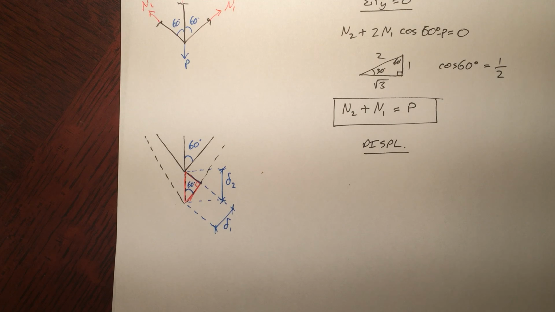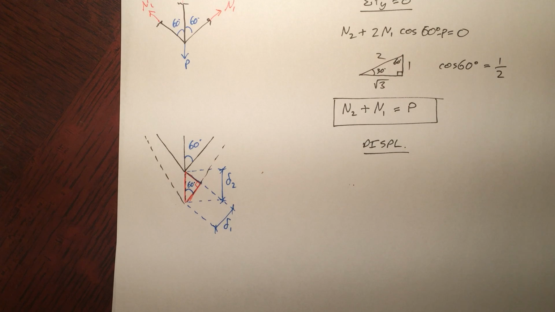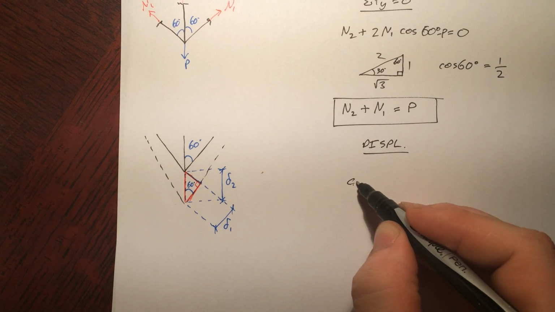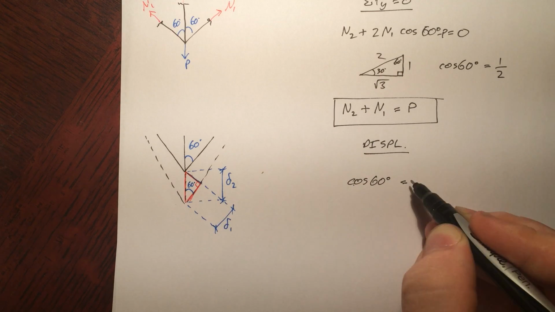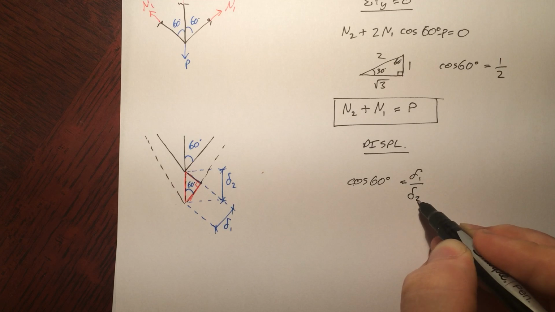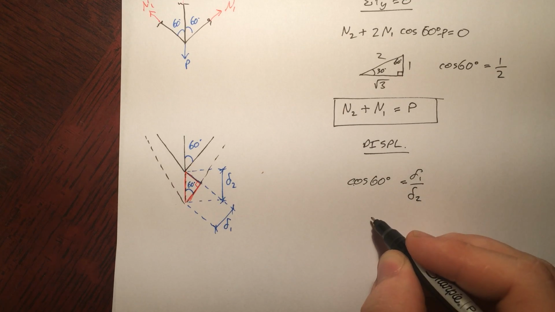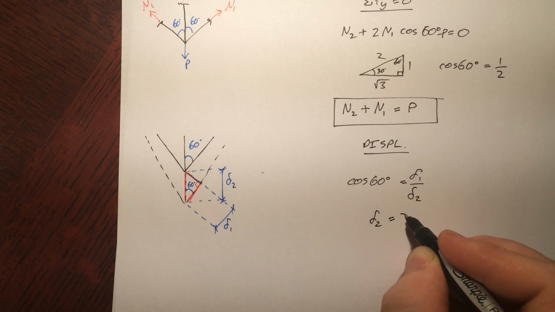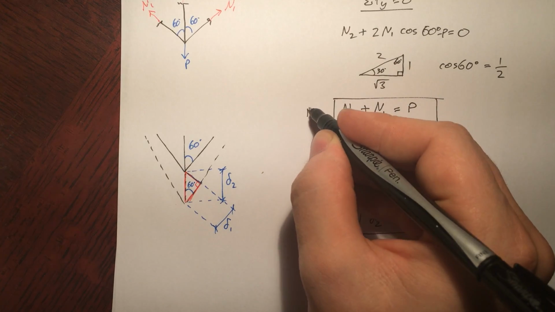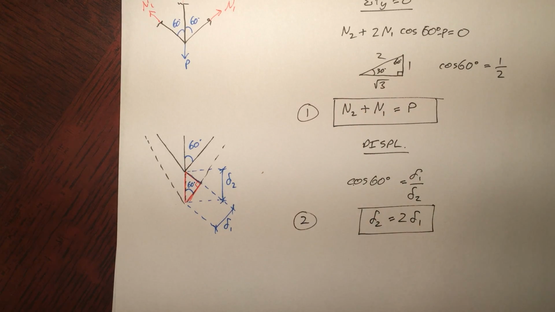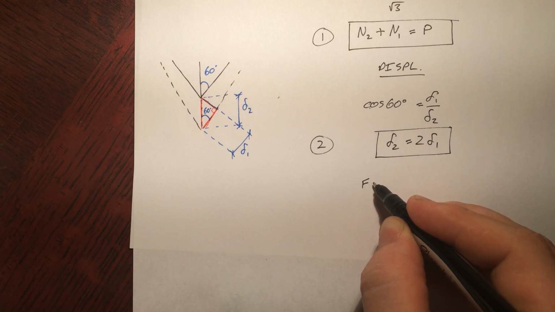So we can write the cosine of 60 degrees is equal to this piece, delta 1, by delta 2. And of course this was equal to half. So we can write delta 2 equals 2 times delta 1. So this is our second equation. Displacement.